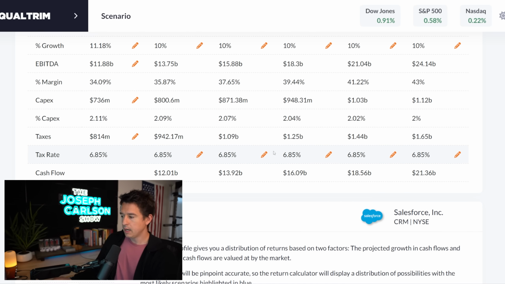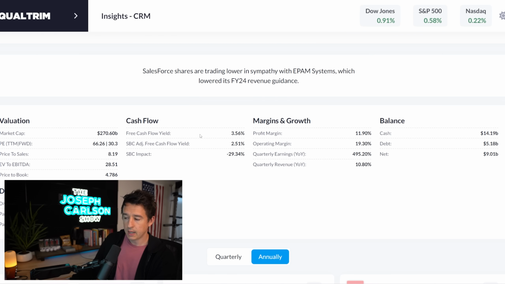Now, again, if you have a company that's producing $21 billion of cash and it has a free cash flow yield of like 3%, that equates to a valuation. If you have a company that is producing $50 billion of cash and it has a yield of 5%, you have to tie these two together.